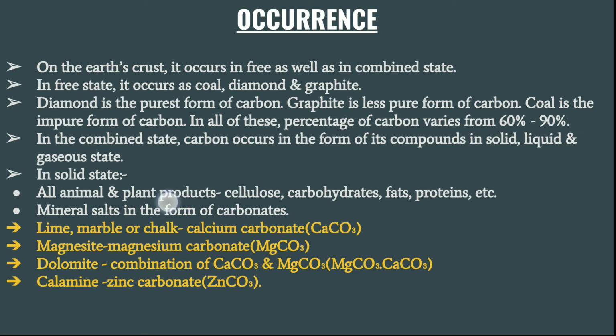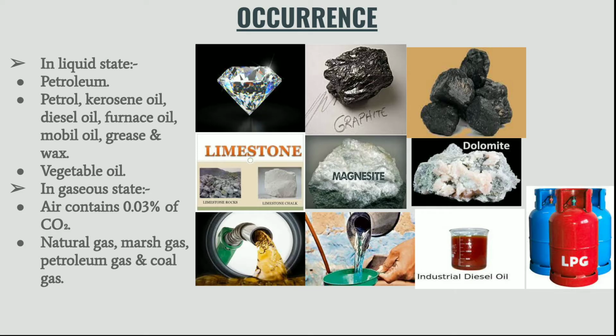Next we come to the liquid state. In the liquid state, carbon is found in petroleum, petrol, kerosene oil, diesel oil, furnace oil, mobile oil, grease and wax. It is also found in vegetable oils.